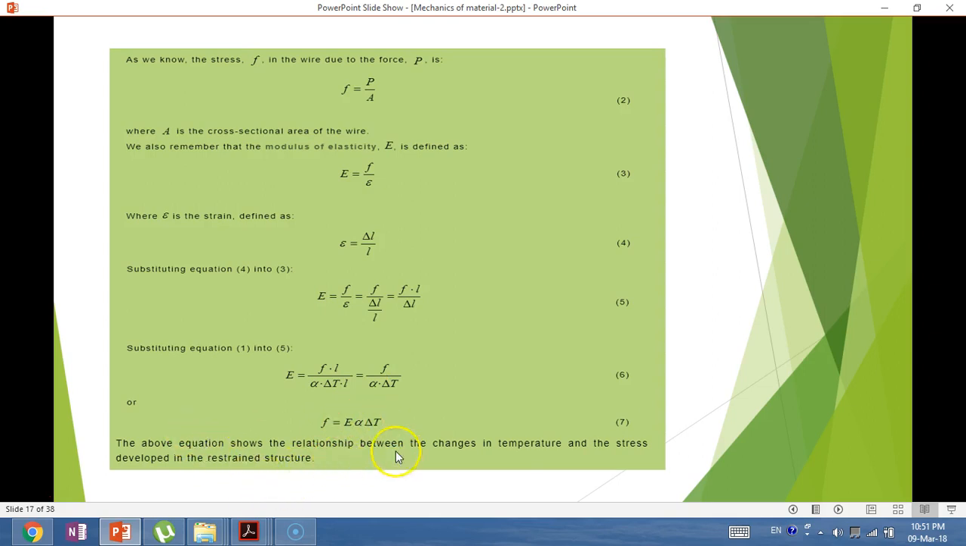The above equation shows the relationship between the change in temperature and the stress developed in the restrained structure. That is why we can say that the expansion, when it is not allowed, comes back to become stress.